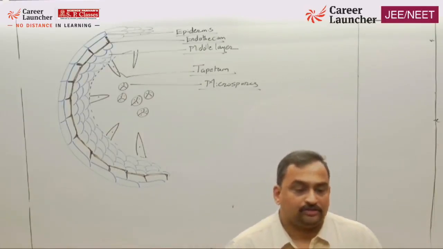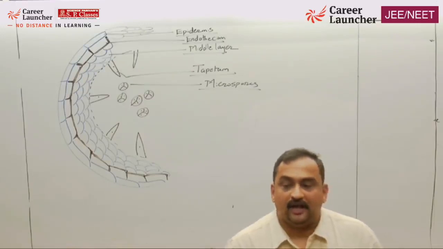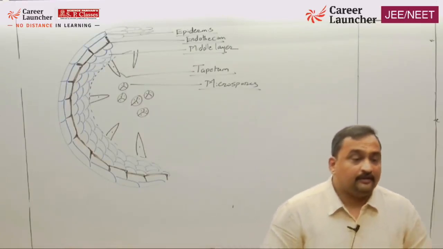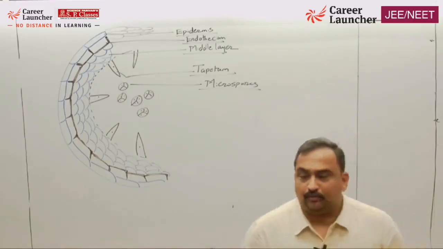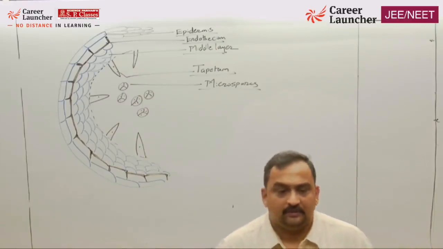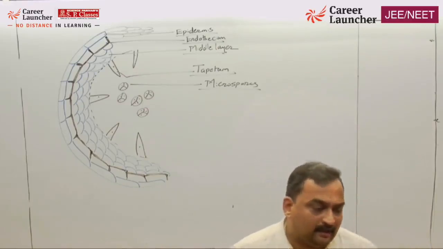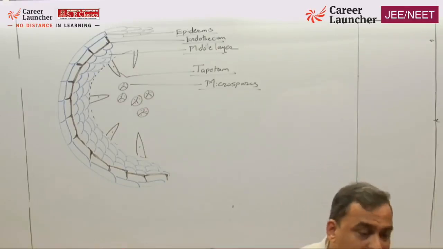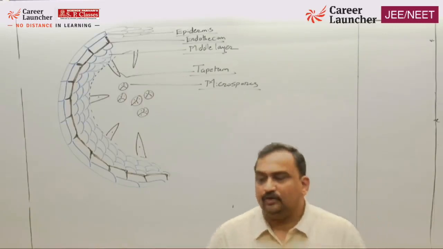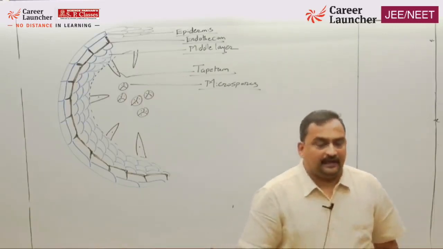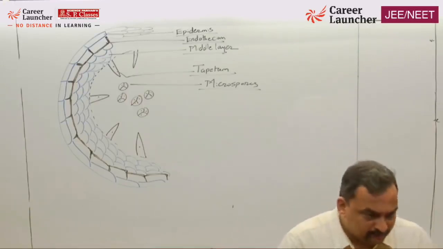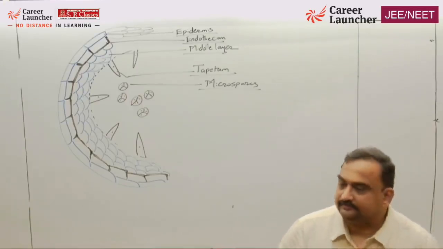Called callus. Next point, it is hygroscopic. And what does it help in? Dehiscence of anther. Dehiscence means breaking open so that pollen grains can be released.